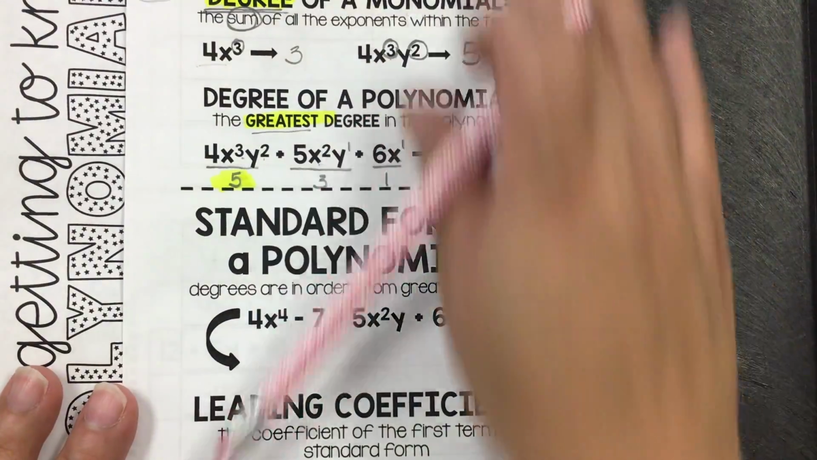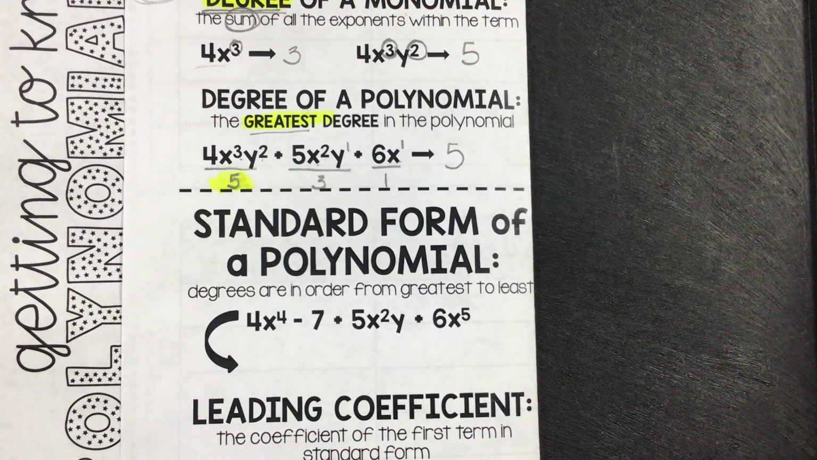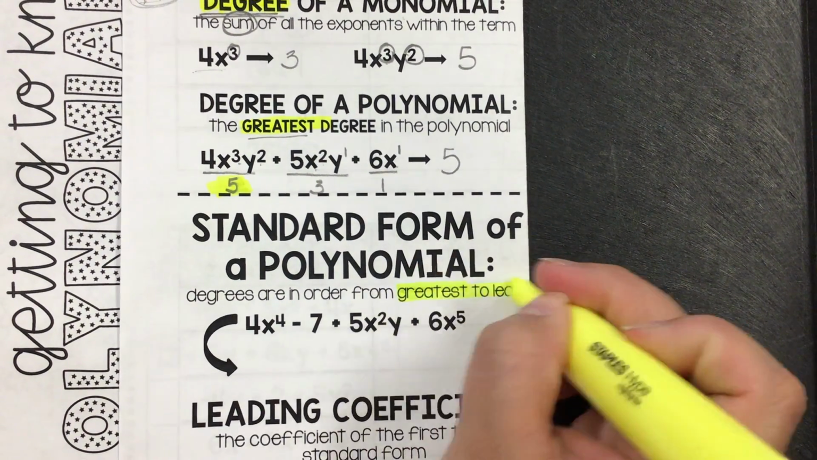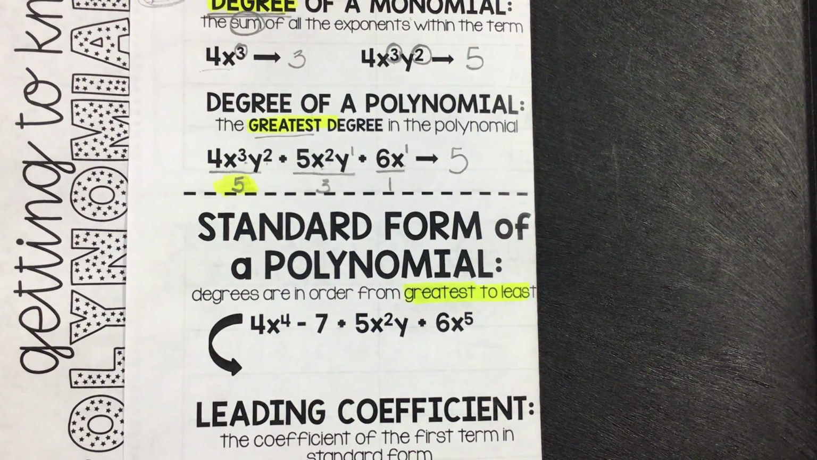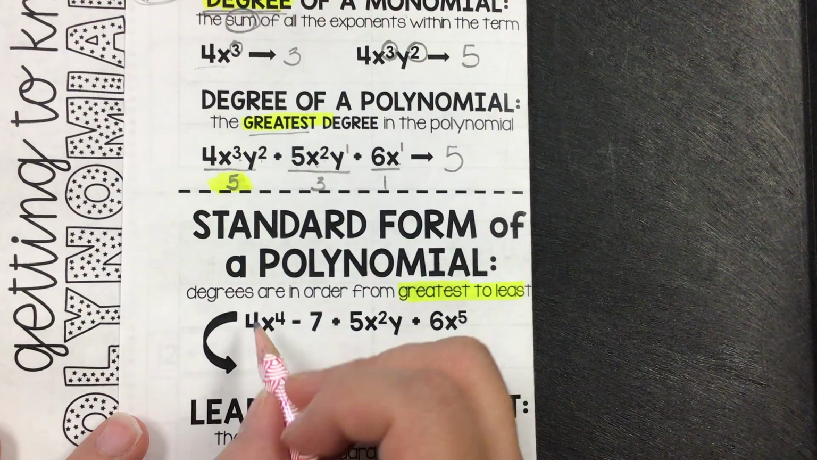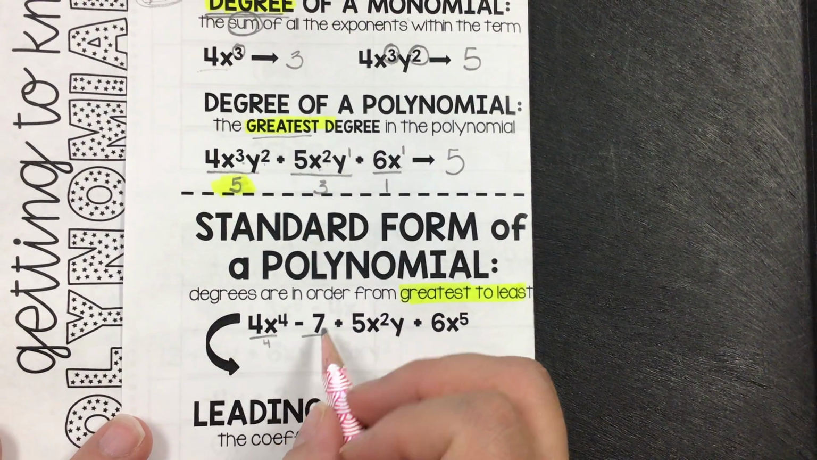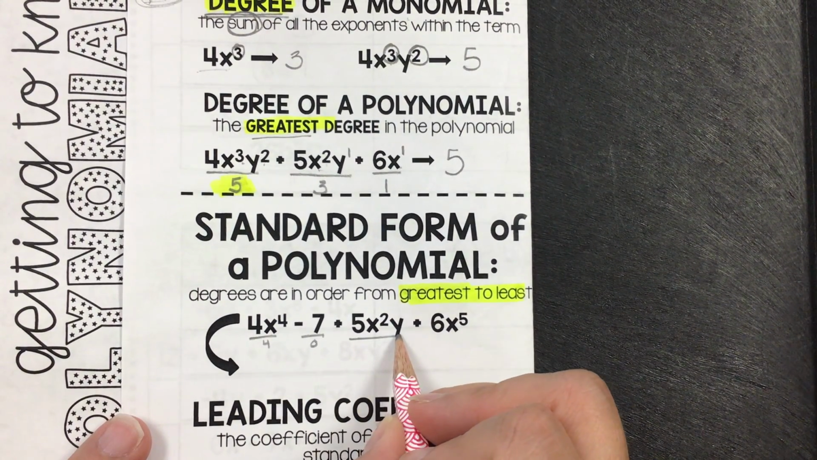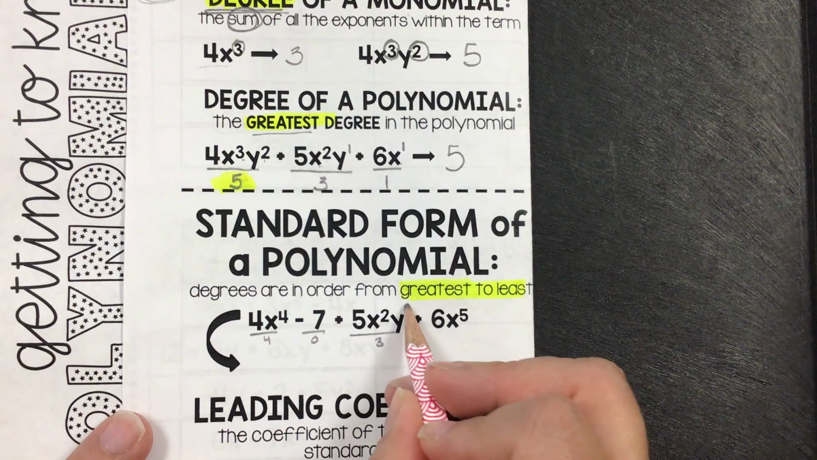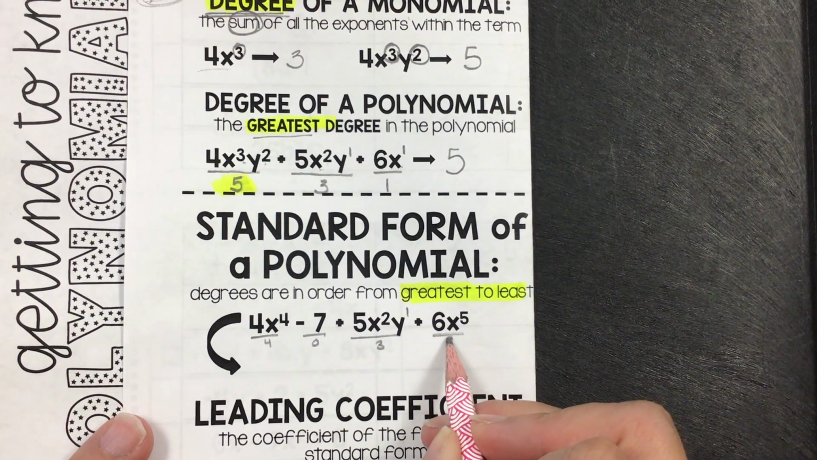The next part. It says standard form of a polynomial. Degrees are in order from least to greatest. Greatest to least. So we have to know the degrees of the monomials first. This one has a power of 4. This one has a power of 0. This one has a power of 3. Don't forget that one right there. And this one has a power of 5.